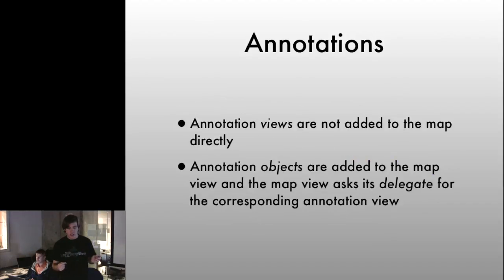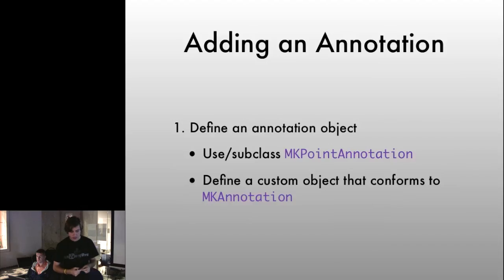Somewhat oddly, you don't add annotation views to the map directly. You add annotation objects and attach those to locations, and then the map view will ask its delegate for the annotation view that matches with that annotation object. Does that make sense? And don't worry, I'll show you this in a second. So these are four steps directly from Apple of how to add an annotation object.